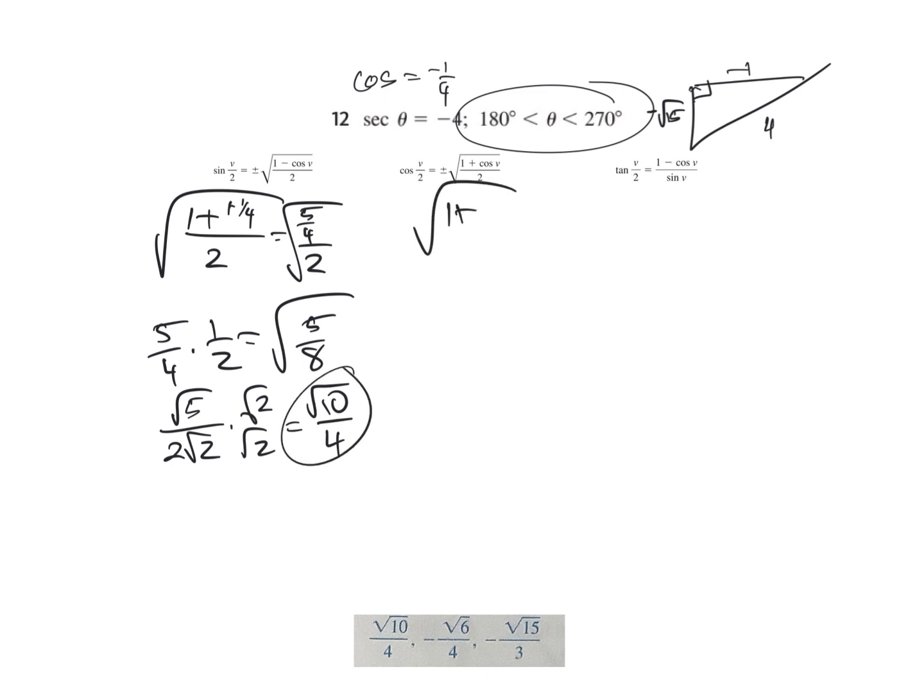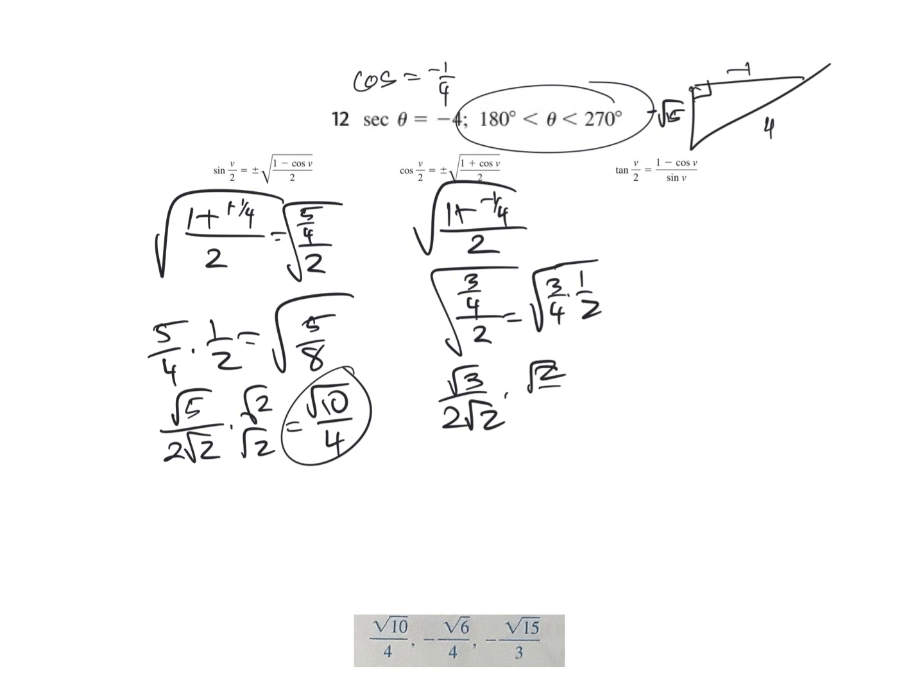Cosine, it's 1 plus the cosine. Cosine again is negative 1/4 all over 2. So 1 minus 1/4 is 3/4 all over 2, which is the square root of 3 over 4 times 1/2. And that is the square root of 3 over 8, square root of 8, which is 2 square root of 2. Multiplied by the rationalization, square root of 6 all over 4. Okay, and third quadrant cosine is negative.